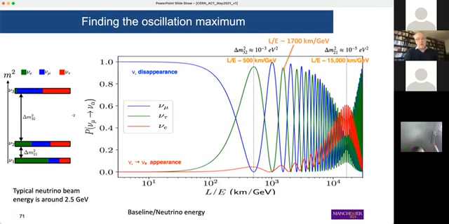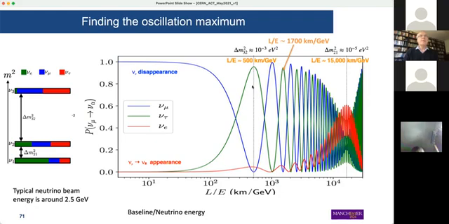Now, if you want to build a long baseline experiment, what we have to do is to pick the location of the far detector in the most optimal place. And we do this by looking here. So this is the probability again for an initial muon neutrino beam to oscillate either into electrons or taus. We have seen this in a similar way before, and we have L over E in the bottom.